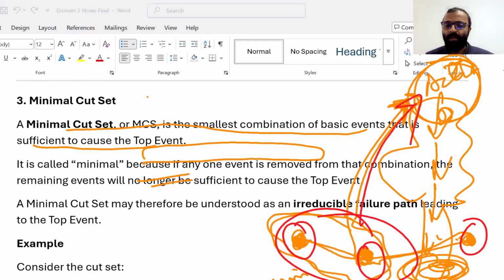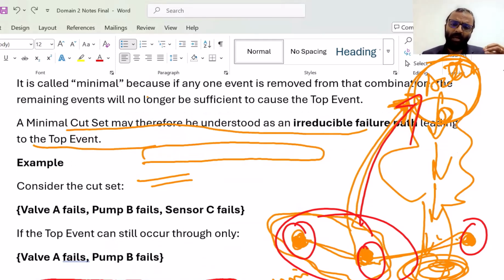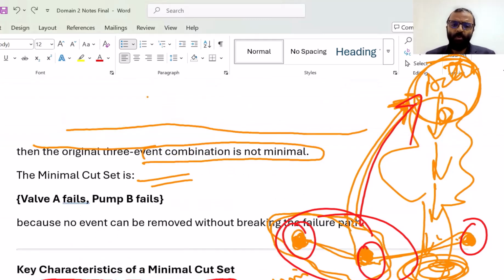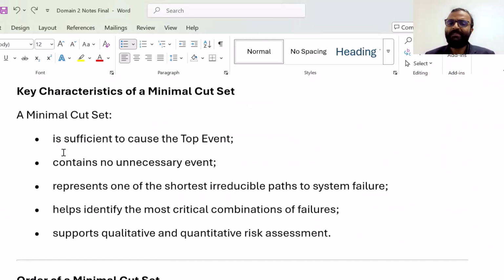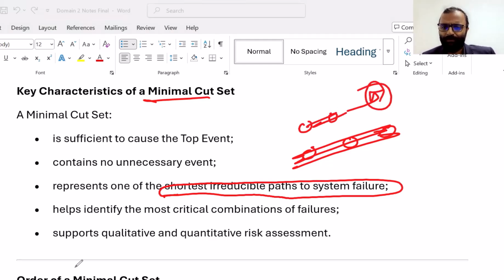For example, if valve A, pump B and sensor C all fail, there will be an accident. But sometimes, if only valve A and pump B fail, there will be an accident. So that is the minimal cut set: if only that minimum is present, the accident will occur. It is sufficient to cause the top event. Three or four are not needed, only two is enough. It contains no unnecessary event. This is important: the minimal cut set is the shortest irreducible path to the system failure. Not all three are needed, only two is enough to cause the top event.